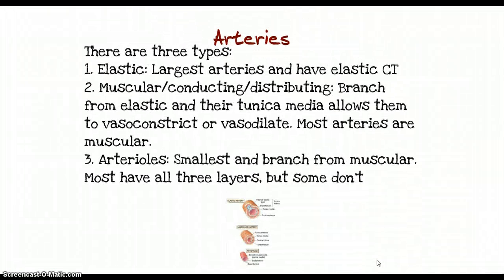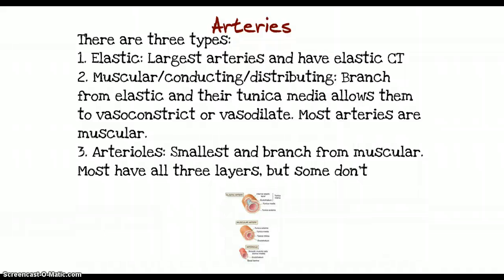So now let's talk about arteries. There are three types: elastic, muscular, and arterioles. Elastic arteries are the largest, and they have something called elastic connective tissue, which we did not talk about in chapter 4. But it's basically a type of dense connective tissue proper, which is characterized by a lot of elastin. And then there are muscular arteries, which are also called conducting and distributing arteries. They branch off from elastic arteries, and their tunica media allows them to vasoconstrict or vasodilate. Most arteries are muscular. And then there are your arterioles, which are the smallest, and they branch off from muscular arteries. Most have three layers, but some don't.